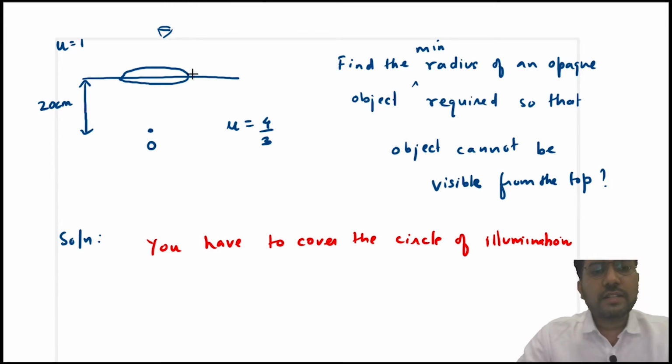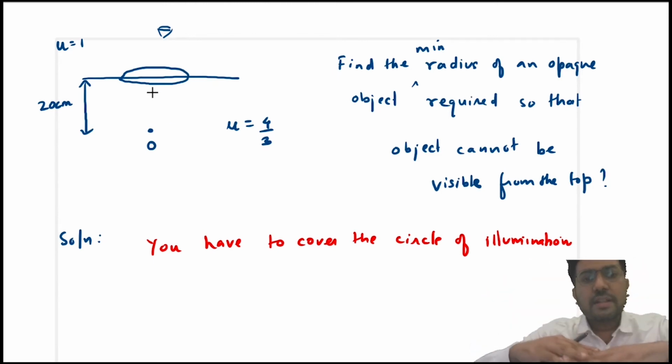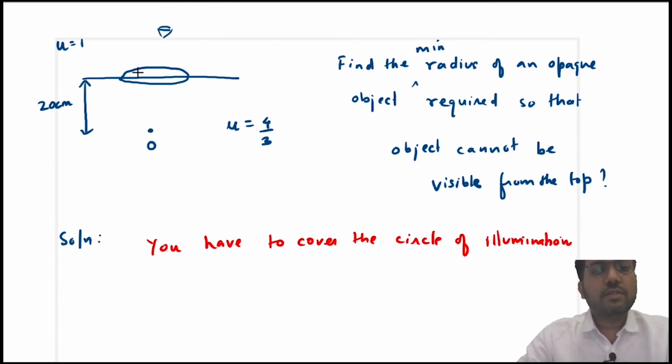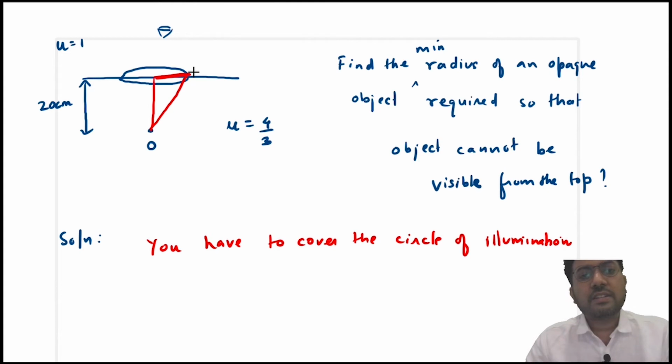So once you cover the circle of illumination with, suppose, a cardboard, no light from the object will be able to reach the other side. Why? Because after this region it starts to do TIR and no light from this object is reaching the other side. So you have to find the radius of the circle of illumination. That will be the radius of the opaque object required to cover the region so that the light from this object cannot reach the other side.